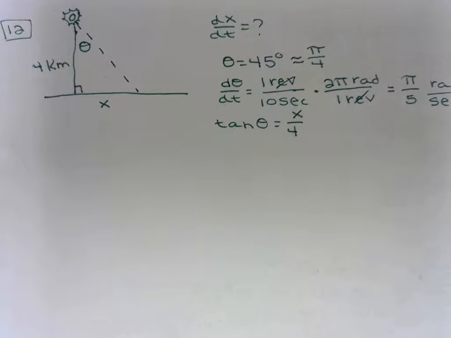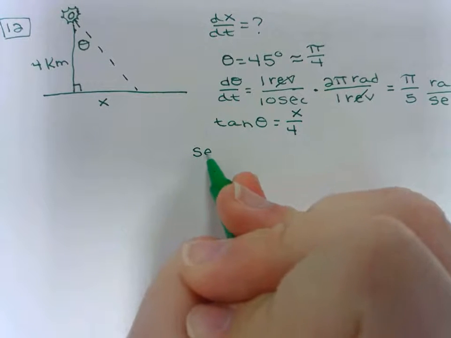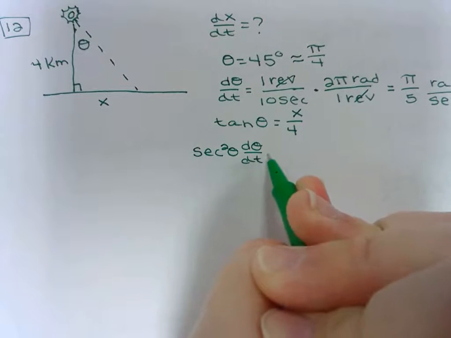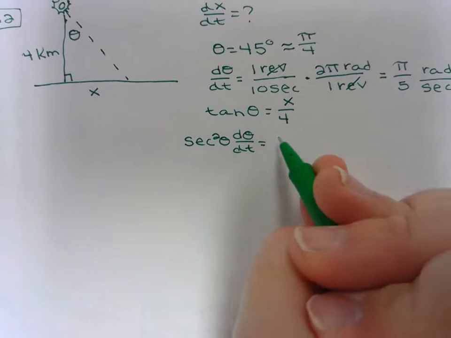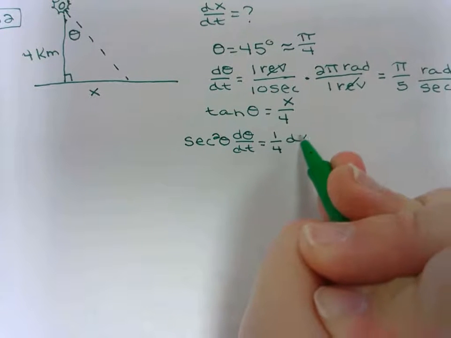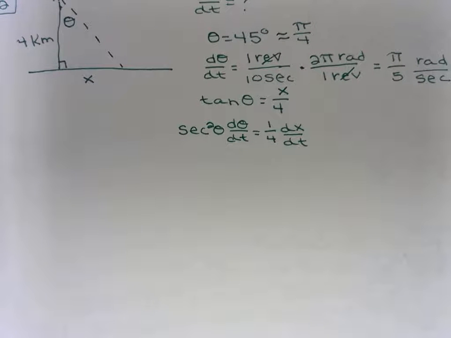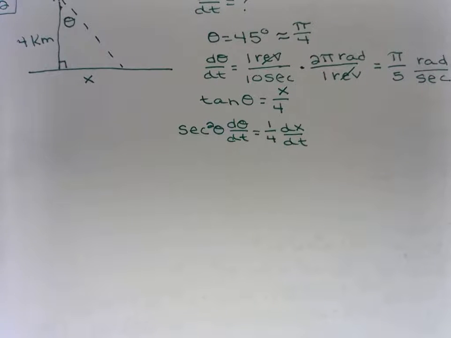Now the constant is in the denominator, which is good, so I don't have to switch it to cotangent like the one I did before. If I take the derivative of tangent, secant squared, d theta dt. If I take the derivative of x over 4, that's going to be what? 1/4 dx dt. Now I want to know dx dt, so I should be able to plug stuff in for everything else.